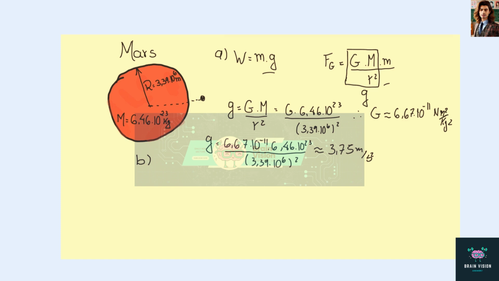On the next item, there is a person of mass m equals 65 kilograms on the surface of Mars. How much would this person weigh? Well, to answer this question, we have to use these values for the acceleration of gravity with this equation for the weight force. Then we have the following. The weight of that person equals 65 kilograms times 3.75 meters per second squared, and this is approximately 2.4 times 10 squared newtons.